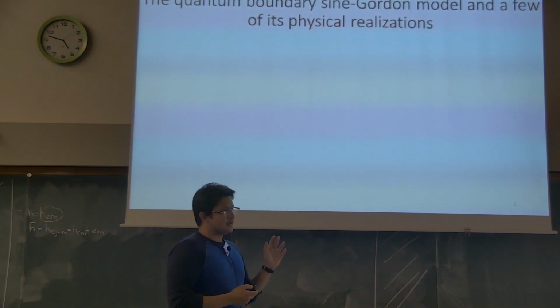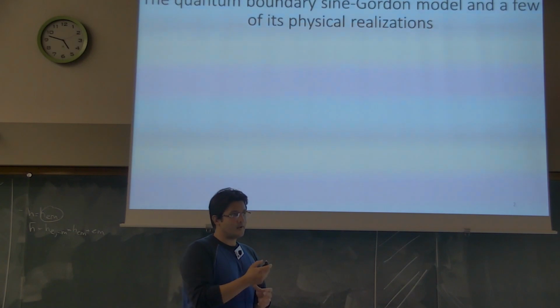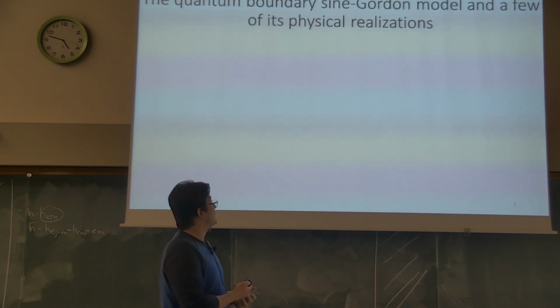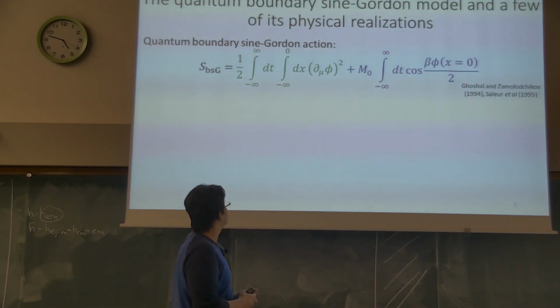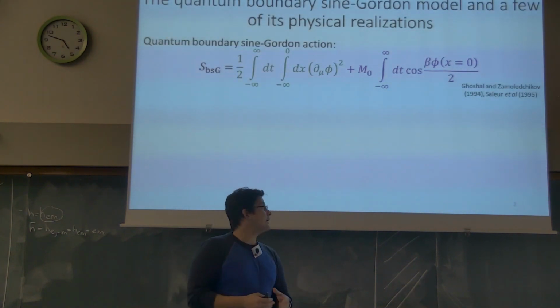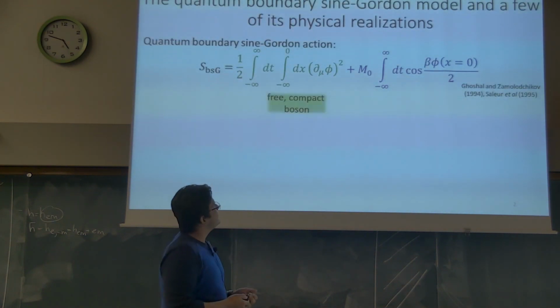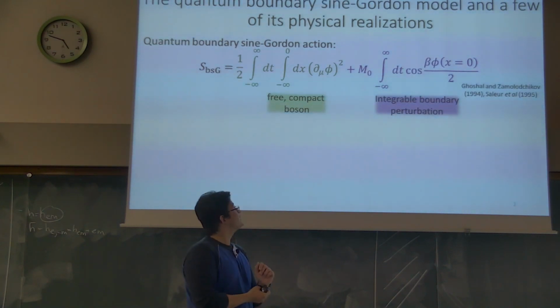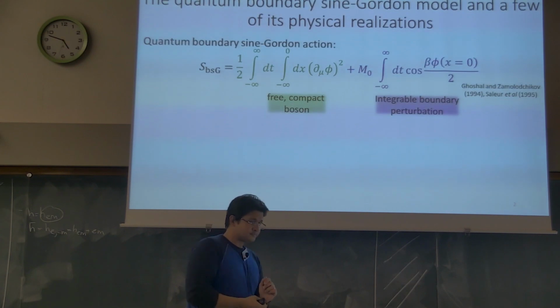The paper of Hubert and Paul that I read was on the boundary sine-Gordon model, and it's a very simple and paradigmatic model. I'm sure many of you know this much better than I do. It's the model of a free boson on a half-line, and on the boundary it has a perturbation. It's a special perturbation that is an integrable perturbation.